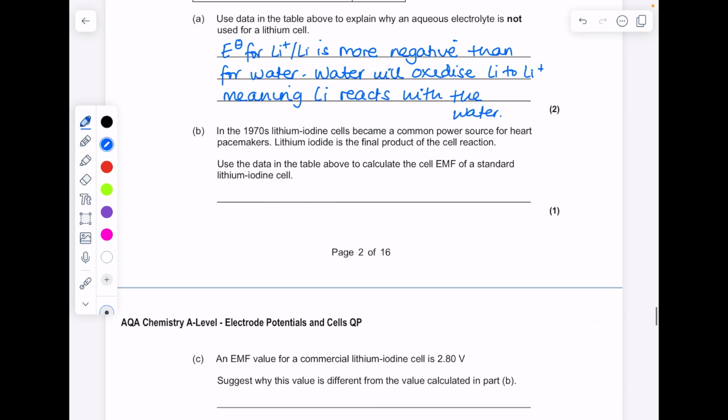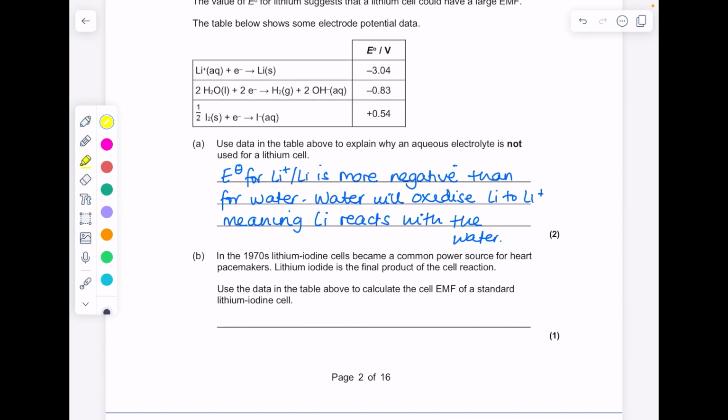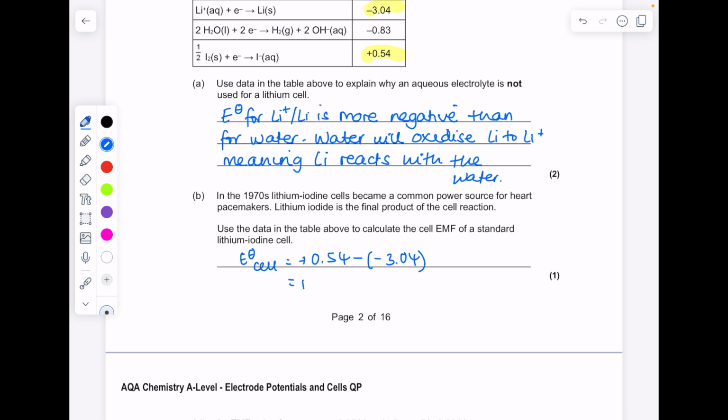In the 1970s, lithium iodine cells became a common power source for heart pacemakers. Lithium iodide is the final product of the cell reaction. Use the data in the table above to calculate the cell EMF of a standard lithium iodine cell. We're looking at these two values. So to find the E theta value of the cell, we do our reduction reaction, the one with the more positive E theta value, minus the oxidation reaction to get 3.58 volts as our final answer.